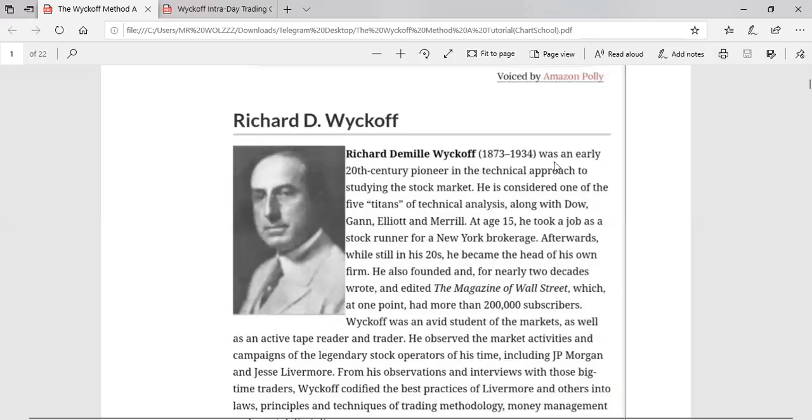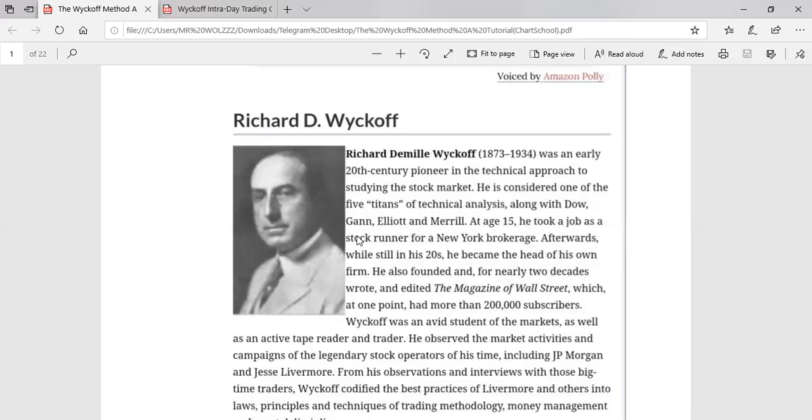He was an early 20th century pioneer in the technical approach to studying the stock market. He is considered one of the five titans of technical analysis, and this is what caught my attention when I came across this book. If you want this book on Wyckoff, I dropped it on our Telegram channel. Do well to check the file and download it so that you can get to know more about Wyckoff, because this video is just going to be a very short one, just to expose you to the concept of Wyckoff.